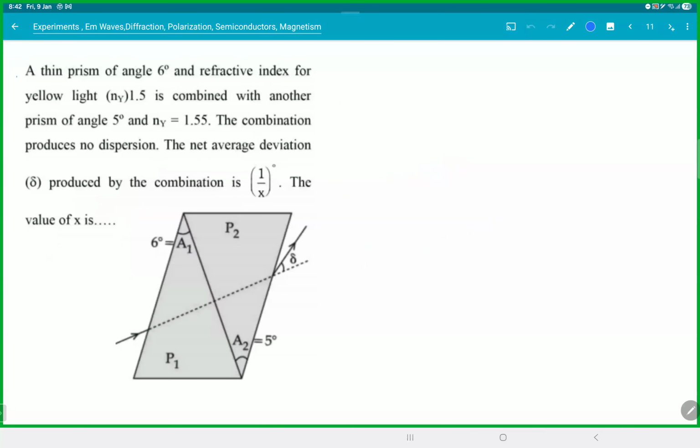Dispersion and deviation. We have a thin prism of angle 6 degrees. Refractive index of yellow light is 1.5. It is combined with another prism of 5 degrees. Refractive index of yellow light is 1.55. The combination produces no dispersion. The net average deviation produced by this combination is how much?